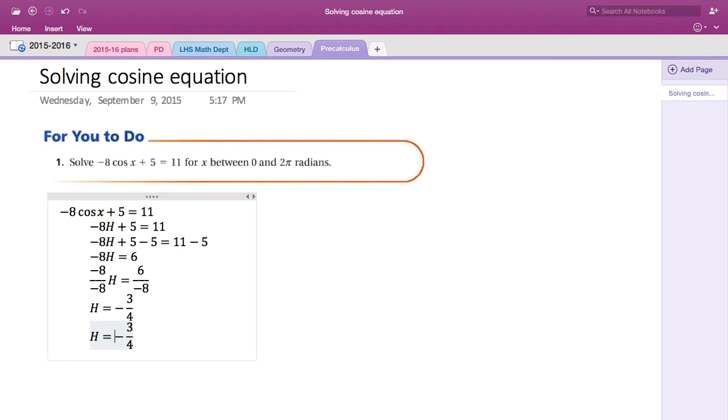But we actually put the sticker on top of something to make it simple. So we're going to have to peel off the sticker. If we peel off the sticker, we'll have cosine of x, and cosine of x equals negative 3 over 4.